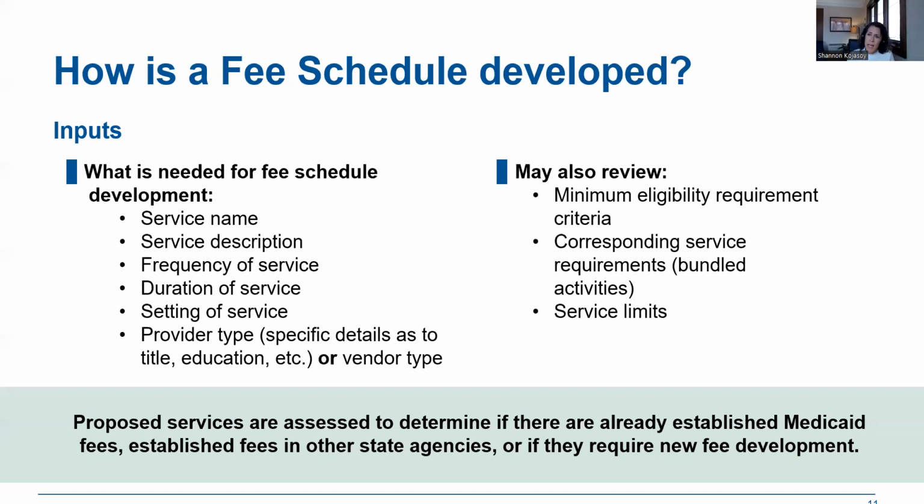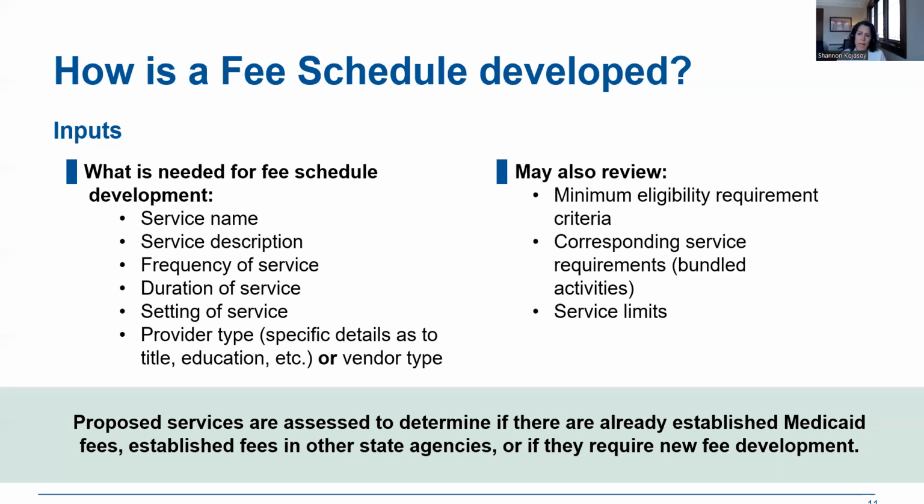So as you can see on this slide, the main information required is a service name, service description, frequency of the service, duration of service, setting of the service, and then that provider type or vendor type, looking to get those details as to the title, the education of those who are providing this service. These details provide us information about the service so we can start to develop a price. Understanding who the provider is helps us determine how much those providers are typically paid, a doctor versus a social worker, for example. Understanding where the service is provided helps us determine if travel costs should be included or other overhead costs. In addition, we may consider minimum eligibility requirement criteria, corresponding service requirements, or bundled activities.